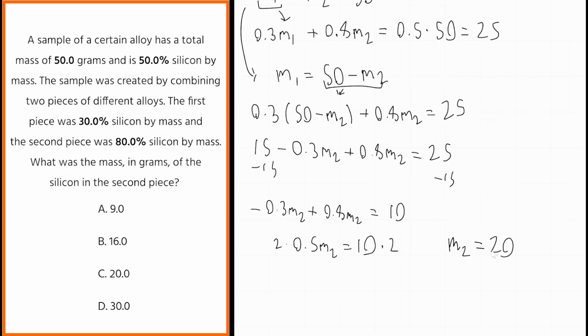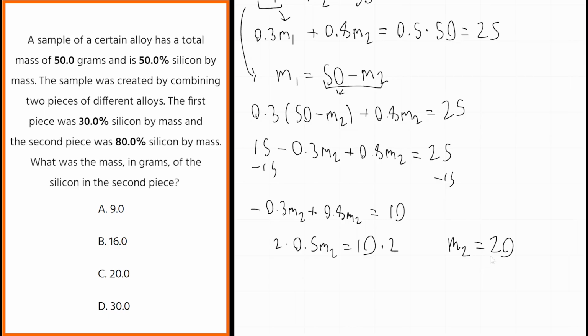Now, if we wanted to solve the full system of equations, we could take this value of M2, plug it back into the first equation, and solve for M1. But that actually isn't necessary, because if you look at what the problem is asking, it is simply asking what is the mass of silicone in the second piece. We actually don't need to know anything about the first piece. Now that we've solved for the mass of the second piece, we can answer the question directly, because it's asking us what is the mass of the silicone in the second piece.